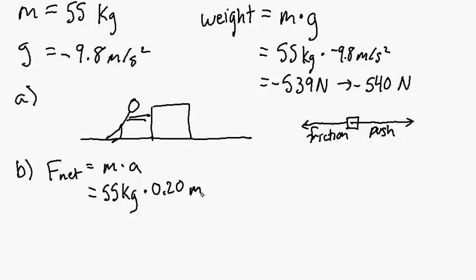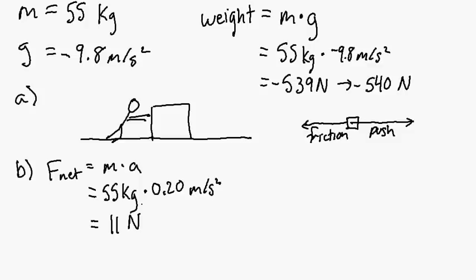It'll come out to 11 newtons, which is already shown with the proper number of significant figures. The 55 has 2 significant figures. The 0.20 has 2 significant figures because only the second 0 is significant, which means that our answer should also have 2 significant figures.